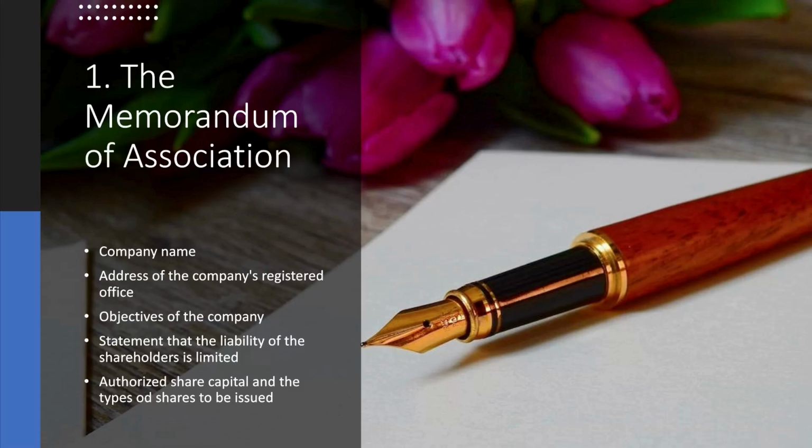The Memorandum of Association is the first one, and that has the company name, the address of the company's registered office, the objectives of the company, statement that the liability of the shareholders is limited, and authorized share capital, and the types of shares to be issued within that company.